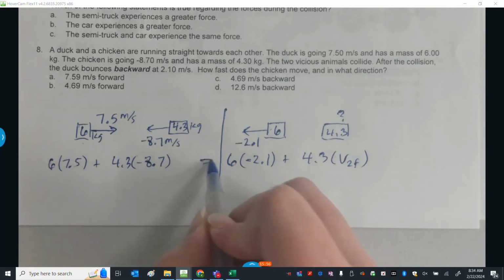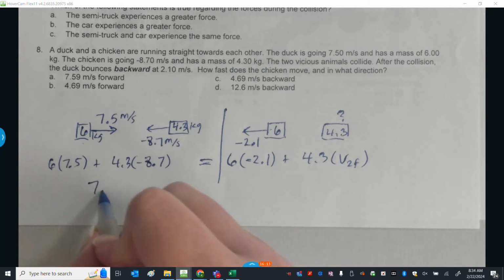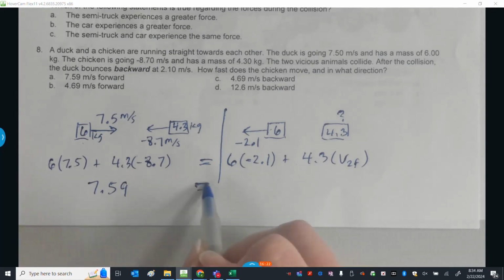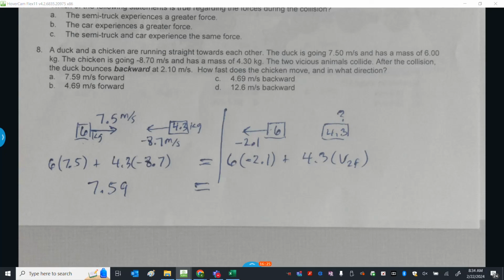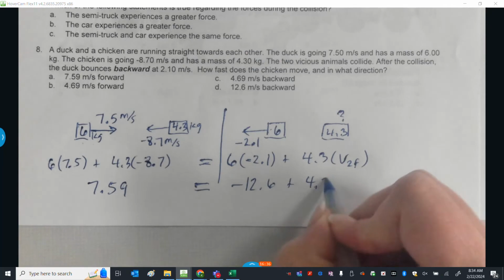So we're going to go ahead and solve the entire left-hand side of this equation. So 6 times 7.5 plus 4.3 times negative 8.7. Make sure you put that negative sign in there. That whole side is 7.59. So that is the total initial momentum of the objects, which means it is also equal to the total final momentum of the objects because the momentum is conserved in a collision. So let's go ahead and figure out what 6 times negative 2.1 is. Negative 12.6 plus 4.3 V2F.